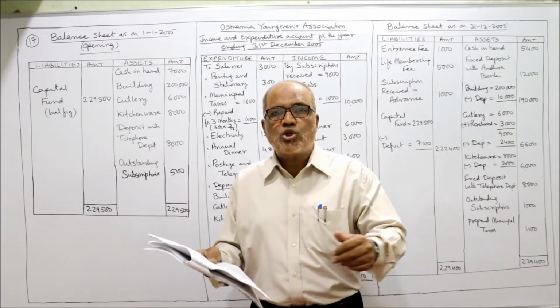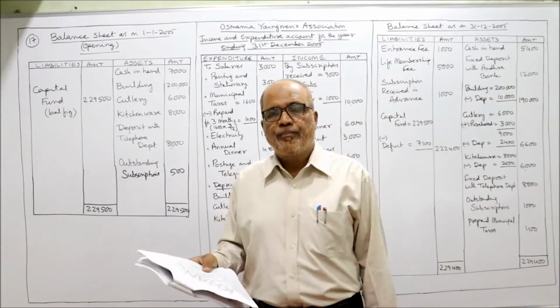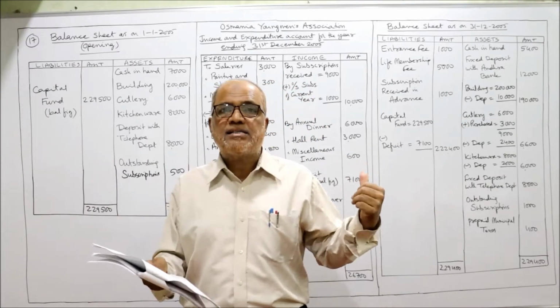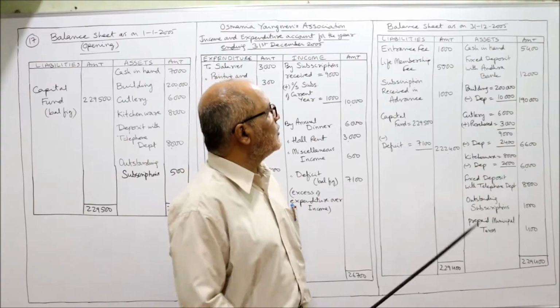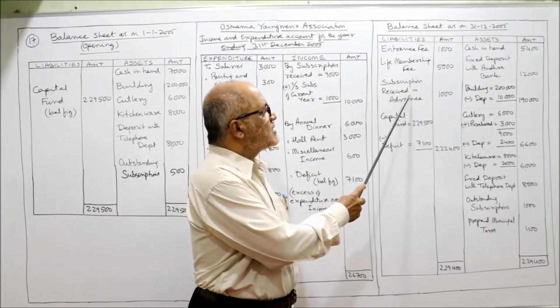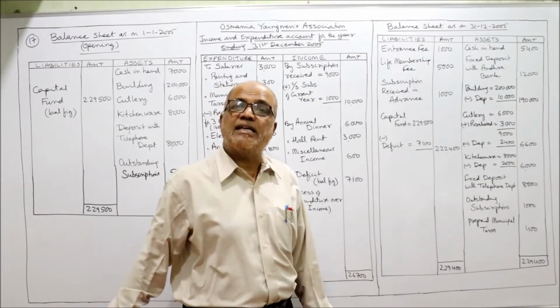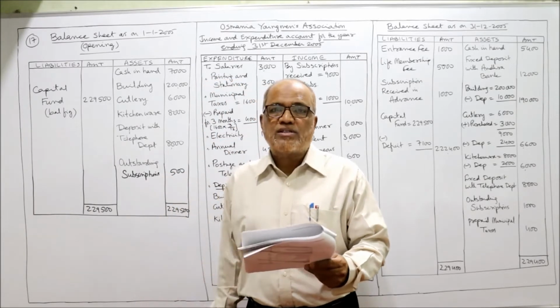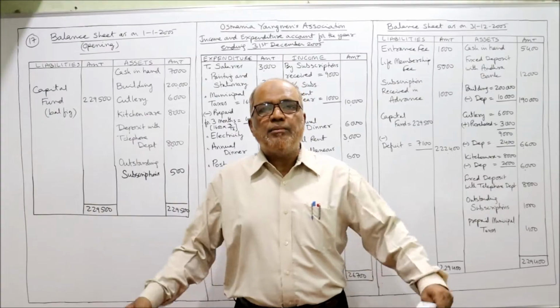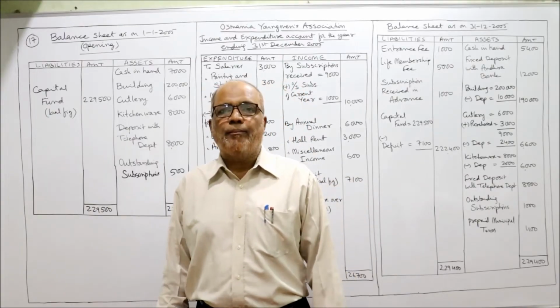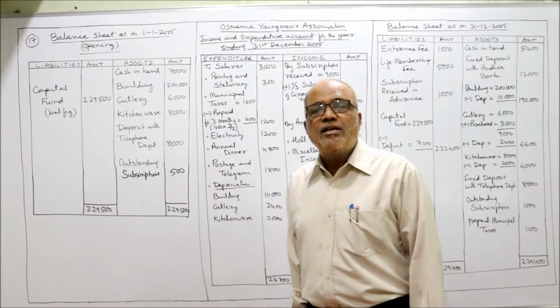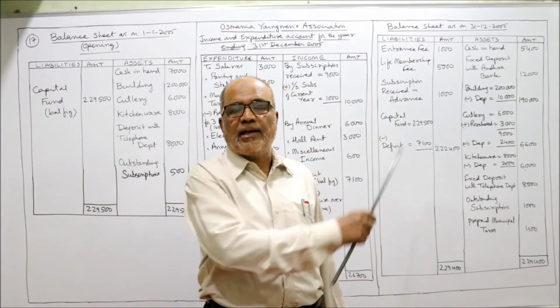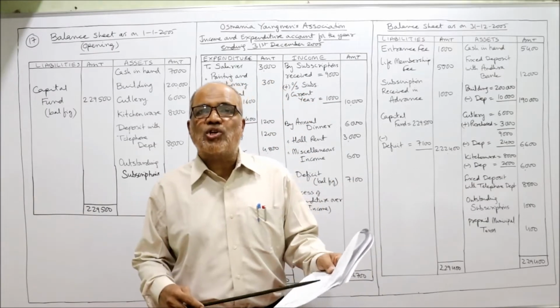So this 1,000 should be taken in the balance sheet, on the liability side: subscription received in advance, 1,000, for the next year 2006. Now to entrance fees. Sometimes entrance fees will be treated as income and taken in income and expenditure. Sometimes it will be taken in the balance sheet liability side. So we have to see the instructions.